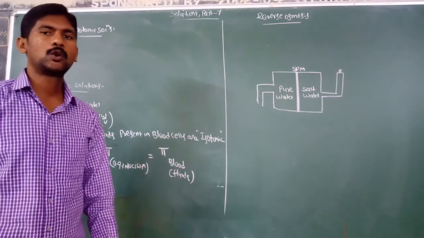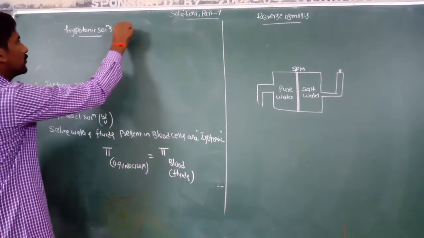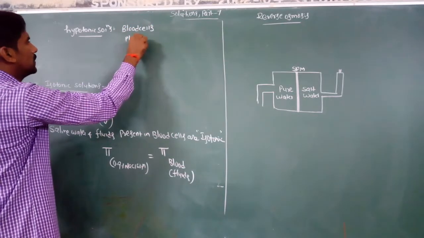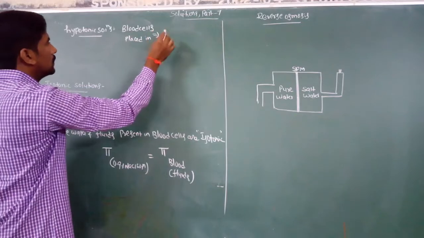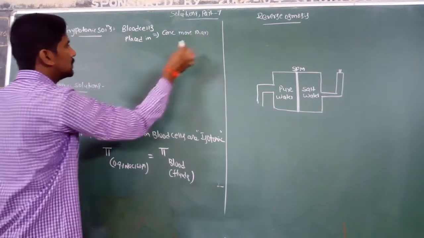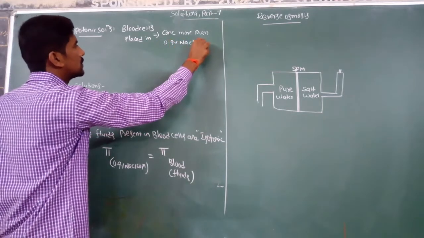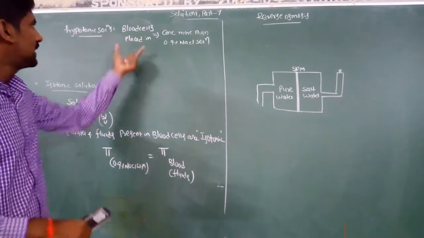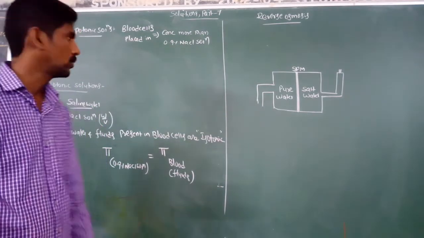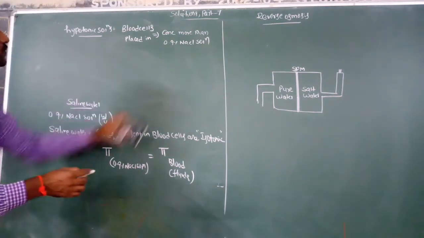What are hypotonic solutions? For example, if blood cells are placed in a concentration more than 0.9% sodium chloride solution, what happens?